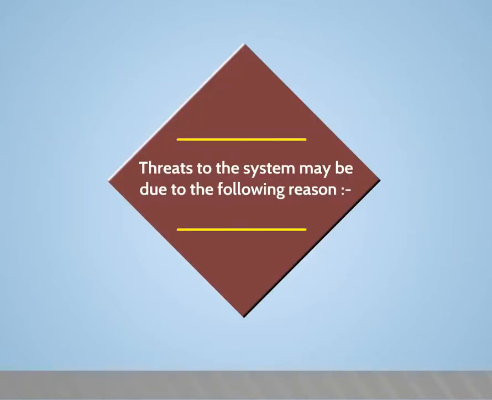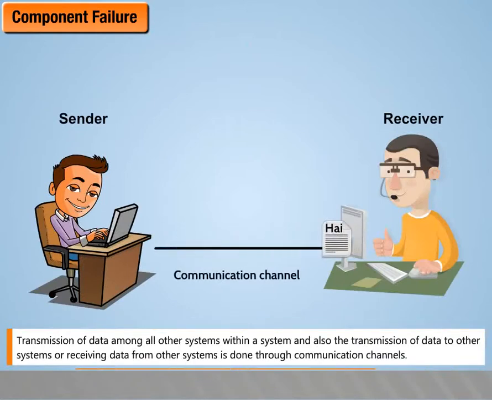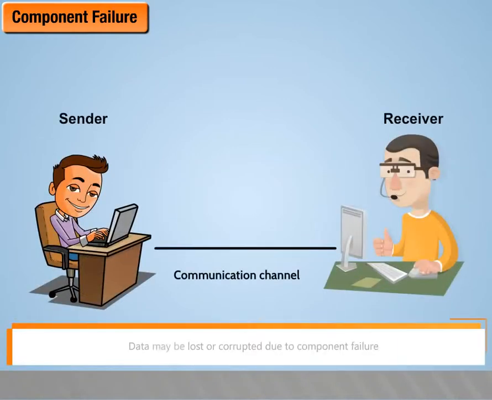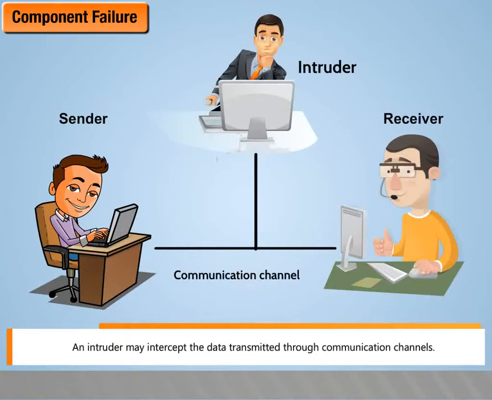Threats to the system may be due to the following reason: component failure. Transmission of data among all other systems within a system, and also the transmission of data to other systems or receiving data from other systems is done through communication channels. Any communication channel poses the following threats: data may be lost or corrupted due to component failure. An intruder may intercept the data transmitted through communication channels.